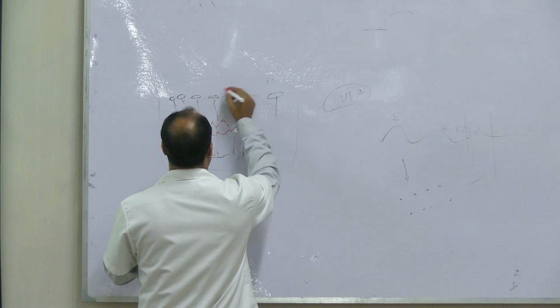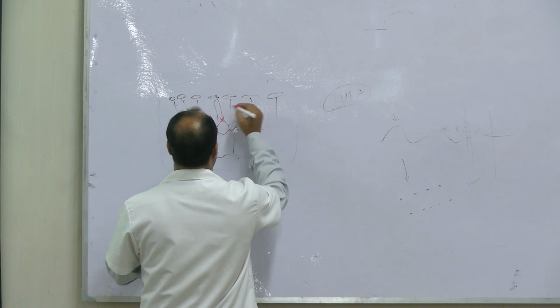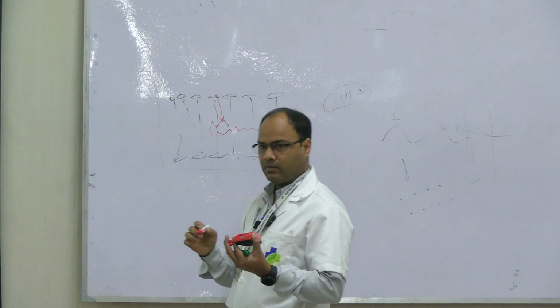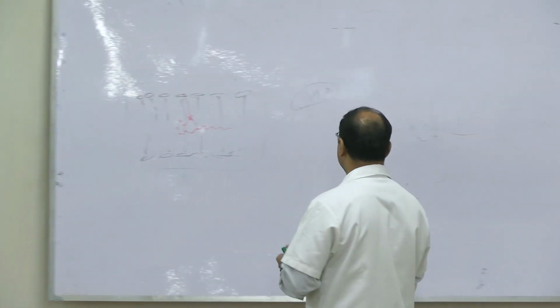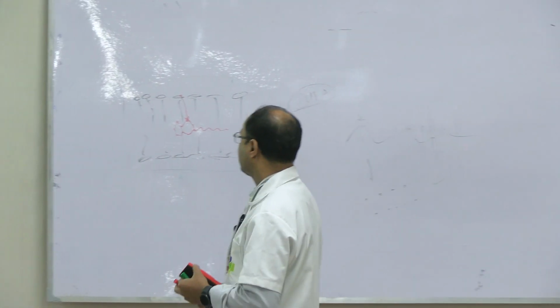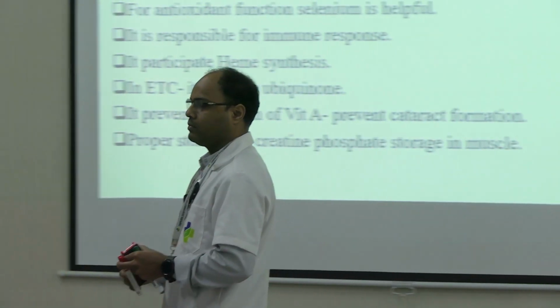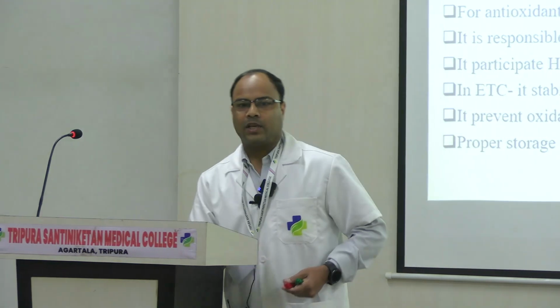If one free radical comes, it can take here. By this way, it neutralizes the free radical. Okay? Vitamin E is present in the cell membrane itself. Any doubt?